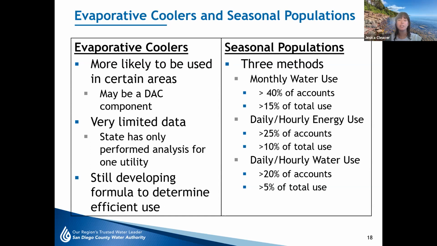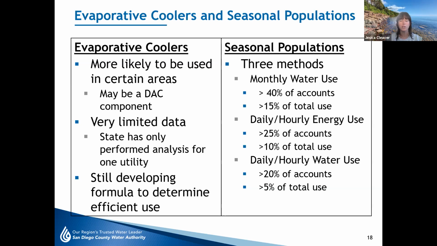For seasonal populations, this is in regards to the indoor GPCD allowance that a water supplier has. And for those who have larger seasonal populations, they might not be getting that GPCD allowance for that population. So 3 methods that the state has presented in order to qualify for this variance would be first, using monthly water use data. And because this one would have the highest margin of error, it also has the highest threshold requirements to qualify. And that is at least 40% of your accounts appear to be seasonal use, or at least 15% of your total water use. The next is using the daily or hourly energy use.